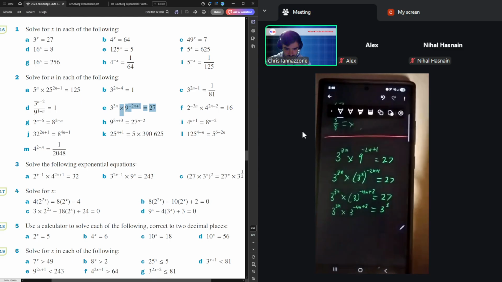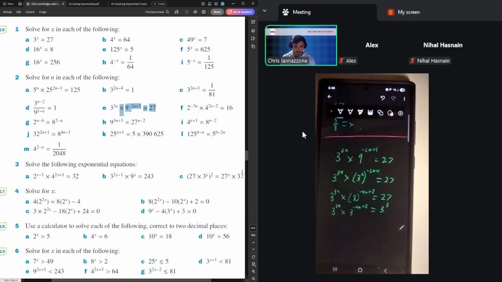Cool. Okay, everything's got the same base now. We could dive right into simplifying things further right now if we wanted to, or we could take things a step further with our exponentials. What might we do from here?